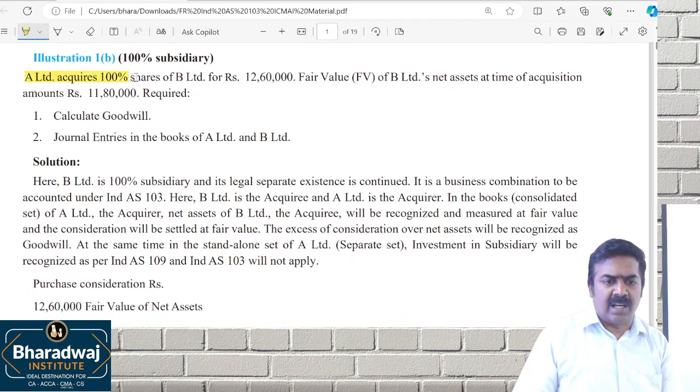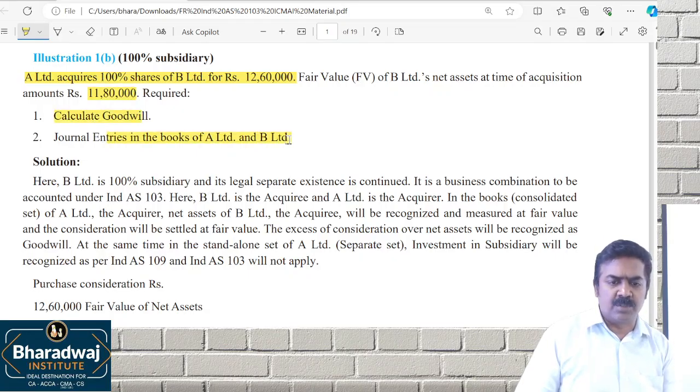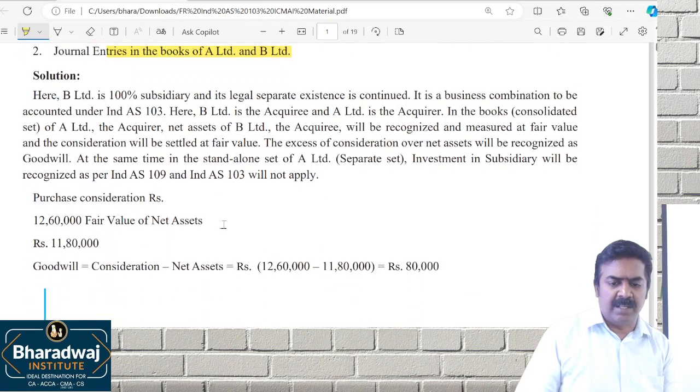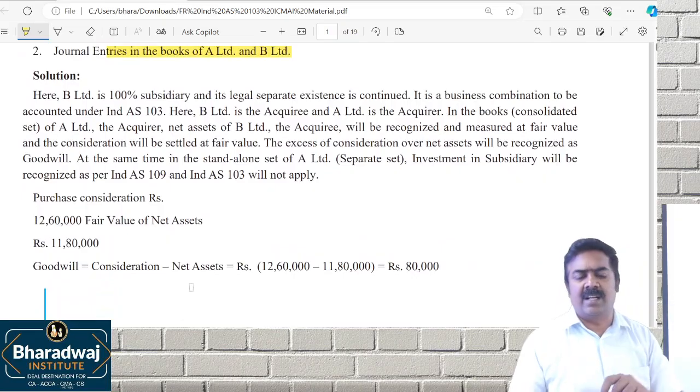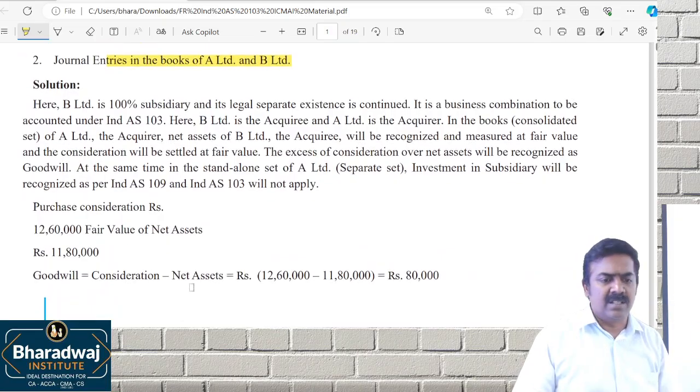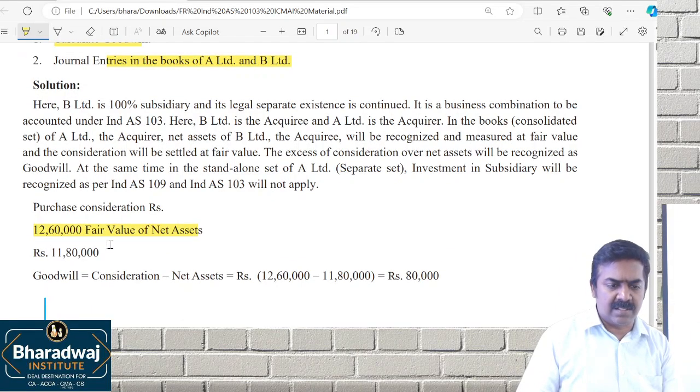A Limited acquires 100% of shares of B Limited for 12,60,000. Fair value is how much? 11,80,000. Calculate goodwill. Journal entries in the books of which company? A Limited and B Limited. The same. Okay. Let it be Ind AS 110 or Ind AS 103, same concepts. Fair value of net assets and consideration paid. The difference will give us what?